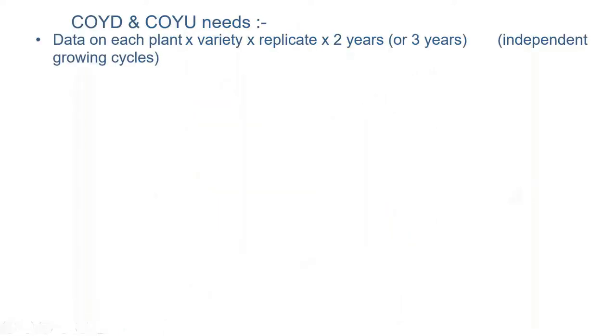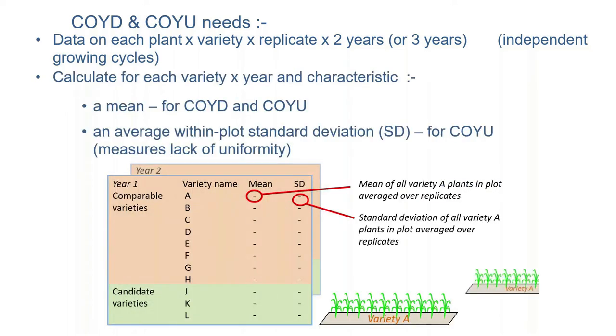Now, COYD and COYU need data. They need data on every plant and variety and replicate in either 2 years, or as we do with herbage in the UK, 3 years, or otherwise independent growing cycles. Now, we use that data in order to calculate two things.